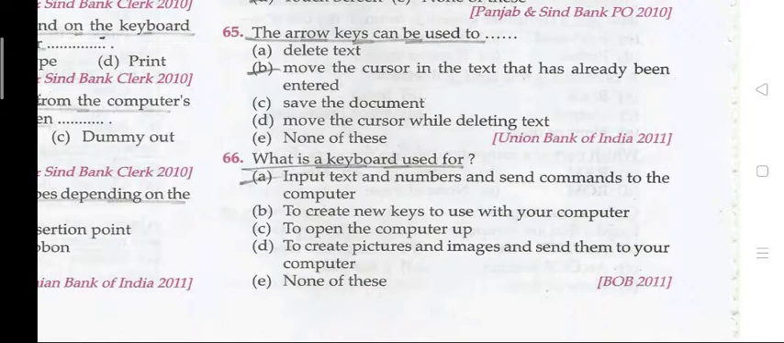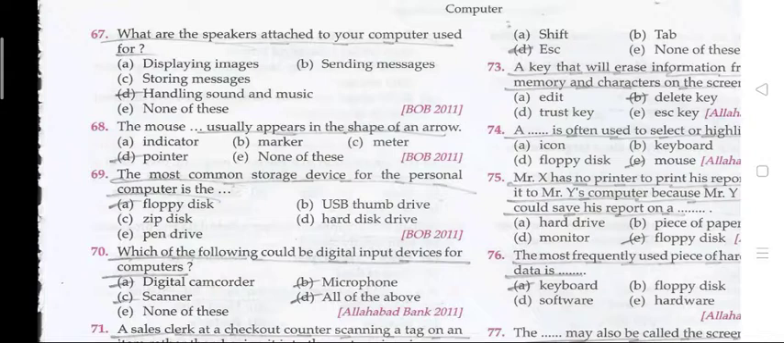What is the keyboard used for? Input text, add numbers, and send commands to the computer. Question number 67. What are the speakers attached to your computer used for handling sound and music? Question number 68. The mouse dash usually appears in the shape of an arrow pointer. Question number 69. The most common storage device for the personal computer is the floppy disk.